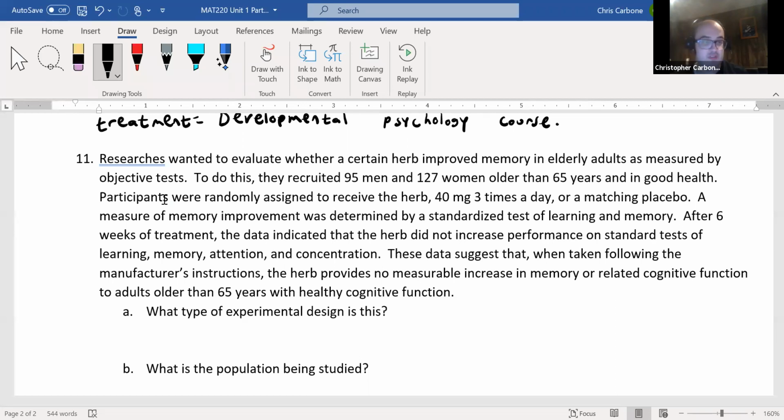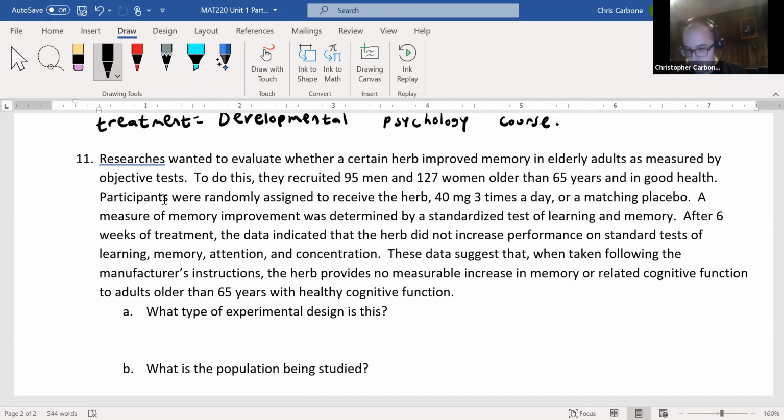After 6 weeks of treatment, the data indicated that the herb did not increase performance on standardized tests of learning, memory, attention, and concentration. These data suggest that when taken following the manufacturer's instructions, the herb provides no measurable increase in memory or related cognitive function to adults older than 65 years with healthy cognitive function.